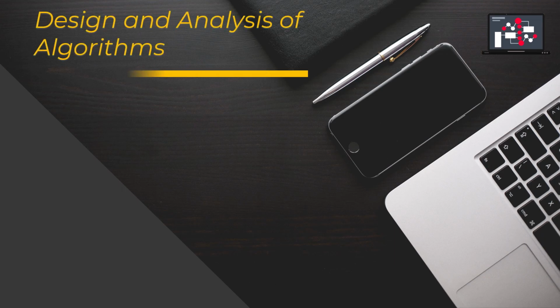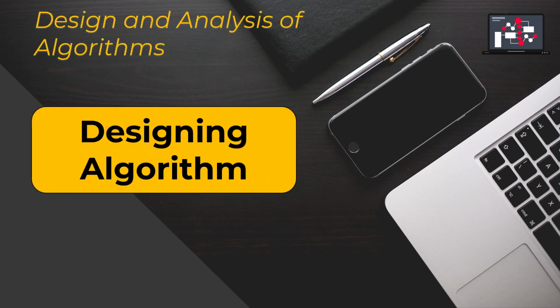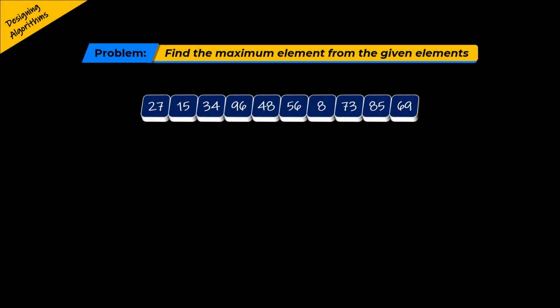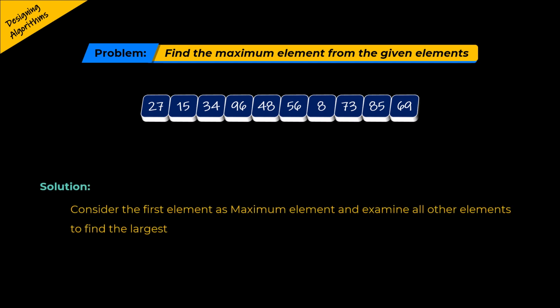In this video, we will look at how to design an algorithm to solve a problem. Let us look at the problem of finding the maximum element or the largest element from the given numbers. A simple solution would be to consider the first element as the maximum element and examine all the other elements to find the largest element.